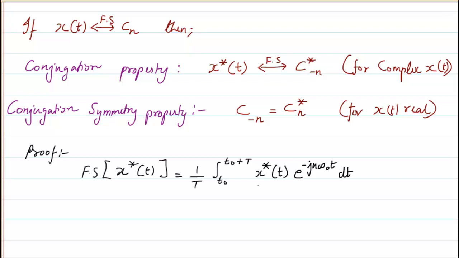Now you can see something. The conjugate is only for this function, but I can write the conjugate for this whole function, because 1 by T will have no conjugate value, dt will have no conjugate value. Here the conjugate value of this will be e raised to power j n omega naught t, isn't it? So basically I can write this equation by taking the conjugate for the whole. The only thing is that I have to write this minus as plus.